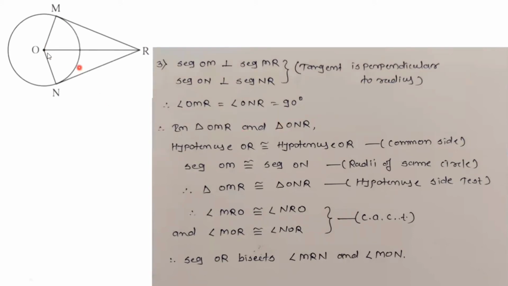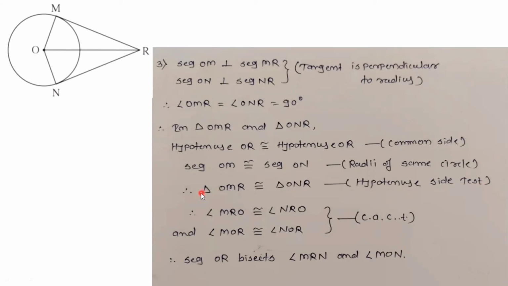Now consider these two triangles, triangle OMR and triangle ONR. In these two triangles, segment OR is congruent to segment RO because this is a common side for both triangles. We have another congruence, that is segment OM is congruent to segment ON because these are radii of the same circle. So in these two triangles, the hypotenuse and one side are congruent. That's why these two triangles must be congruent by the hypotenuse side test. That is, triangle OMR is congruent to triangle ONR by the hypotenuse side test.